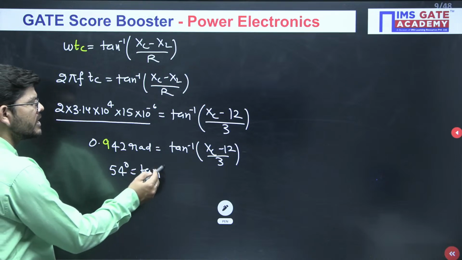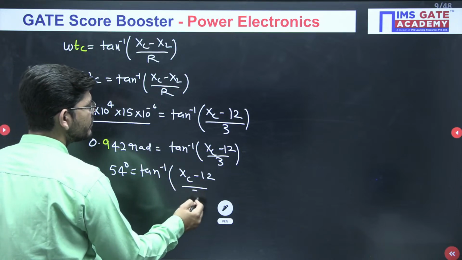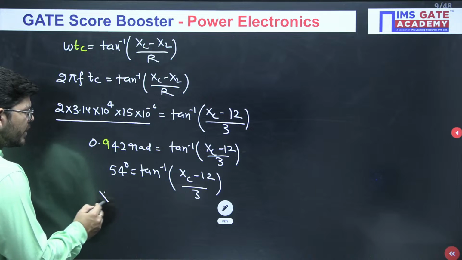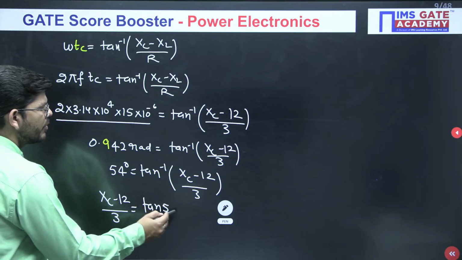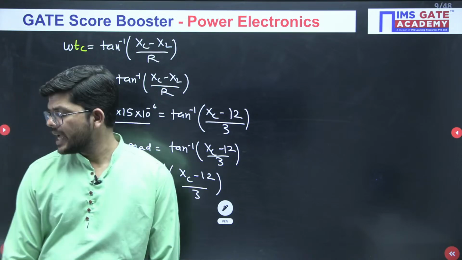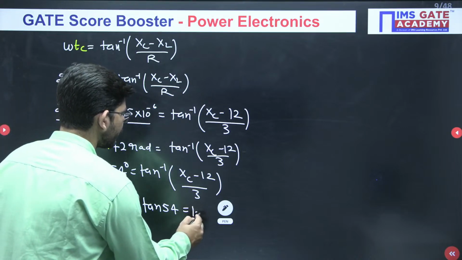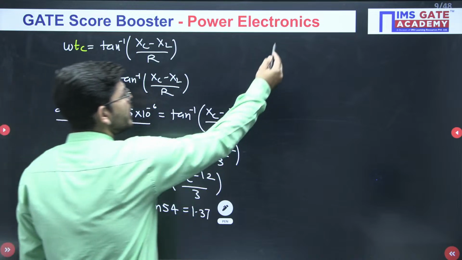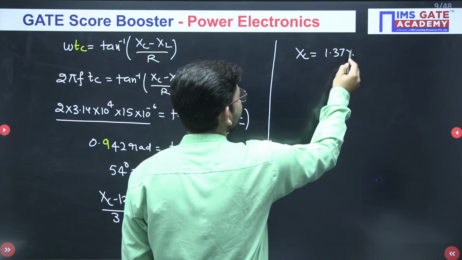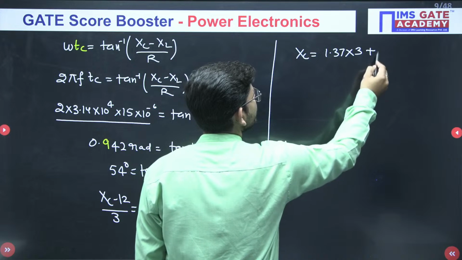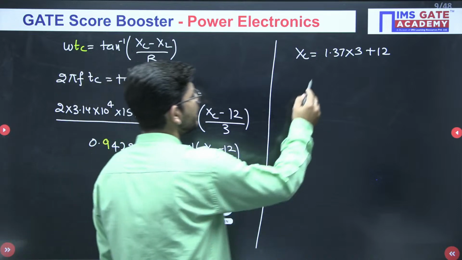Don't forget to do this conversion step; if you directly take the tan of the radian value, it will be wrong. So (XC minus 12) by 3 equals tan 54 degrees, and tan 54 is around 1.37. Now we have only one unknown, XC. XC equals 1.37 into 3 plus 12, so you get XC equal to 16.11.